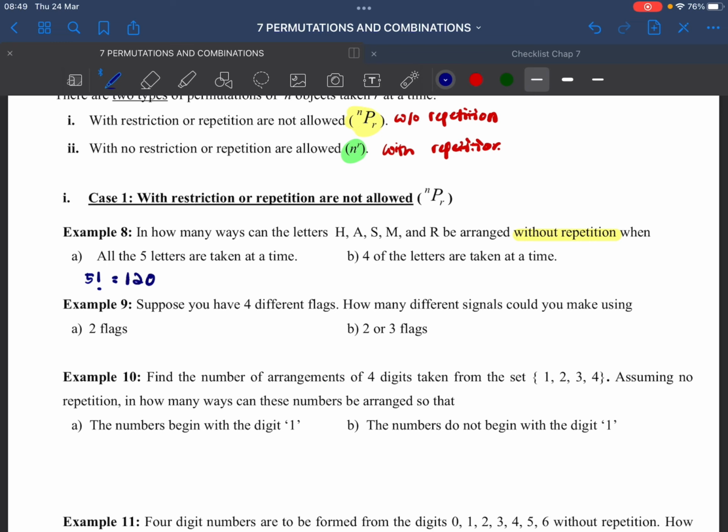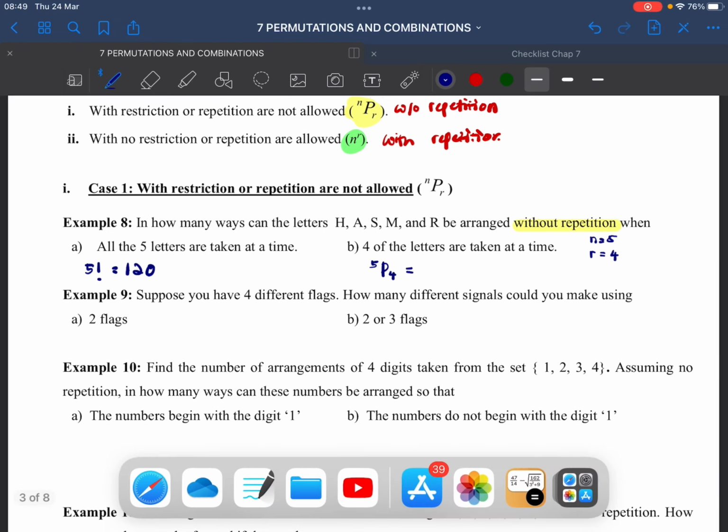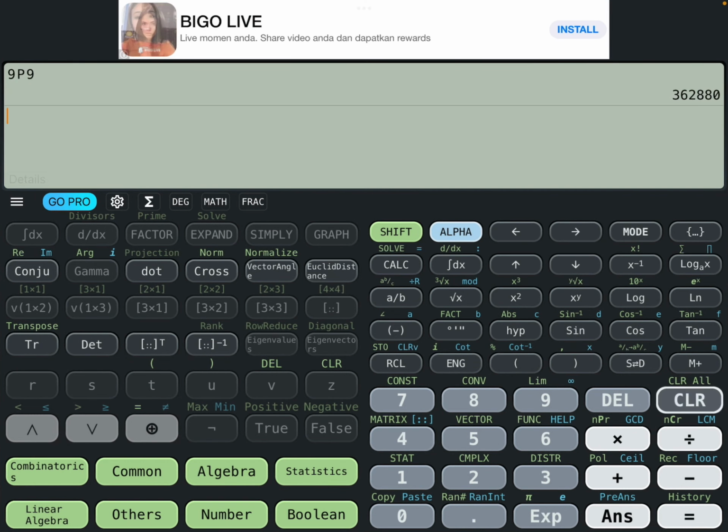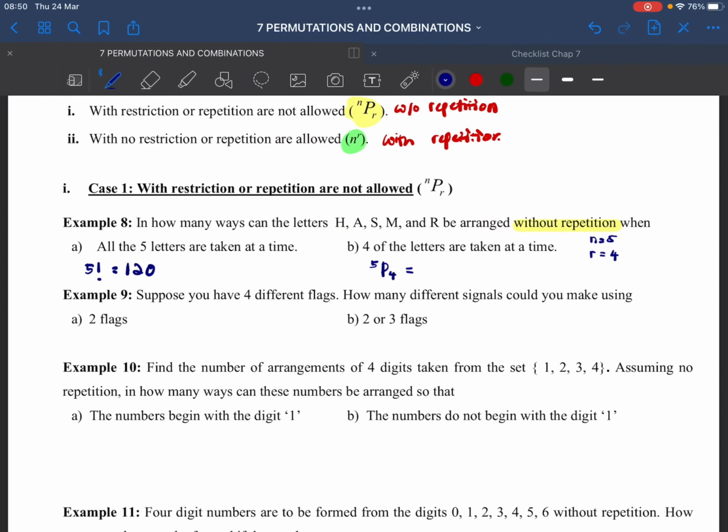Okay, so let's see. We have 5 letters. The second one, 4 of the letters are taken at a time. We have total 5 letters, they want 4 only, that is your r. r is equal to 4. So repetition is not allowed, so we straight away go for 5P4. Okay, nPr, we press on the calculator 5P4: press 5, shift, multiply here, 4, so you're going to get the answer 120. Okay, 120.